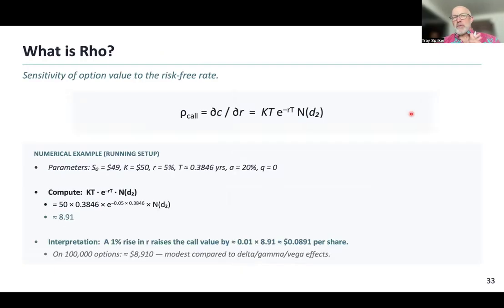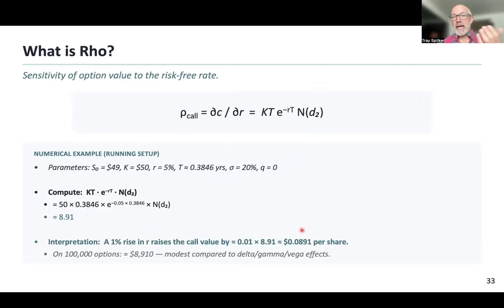In terms of rho, what is rho? It's just the sensitivity of the option value to changes in the risk-free rate. And it has a similar closed form solution that we've seen before. Using the parameters of this example that we've used throughout the lecture, we can compute that rho is equal to 8.91. The basic interpretation here is that a 1% rise in the risk-free rate raises the call value by almost, in this case, about 9 cents per share. And that's what we see over here.